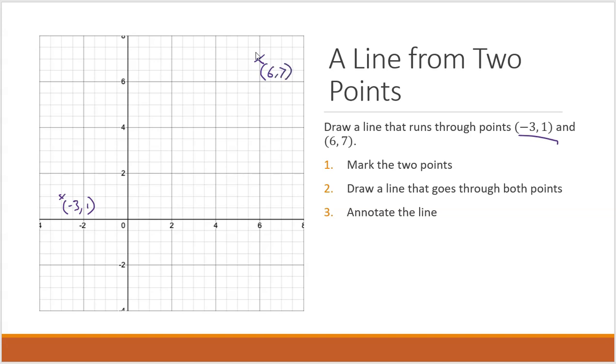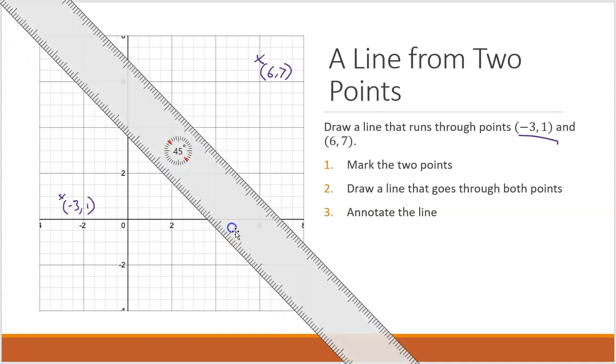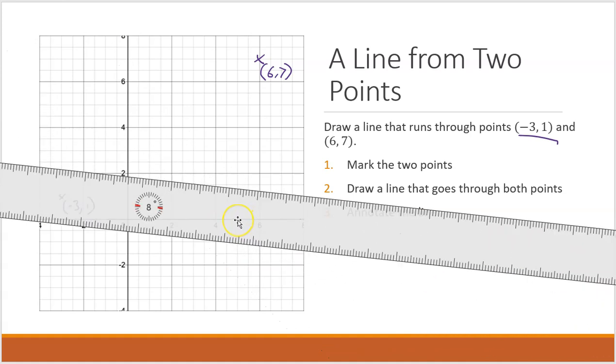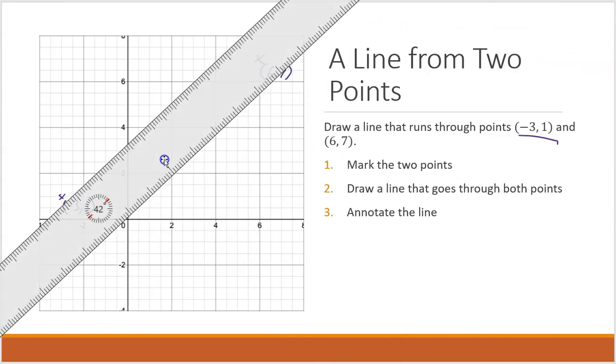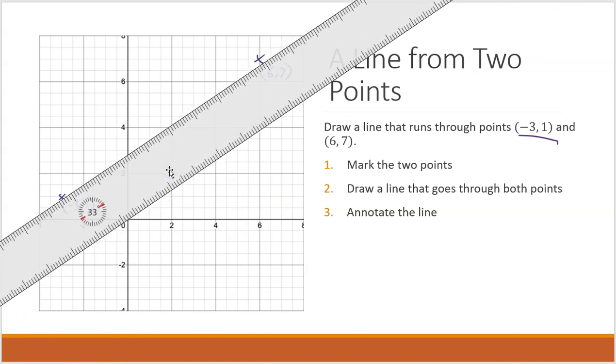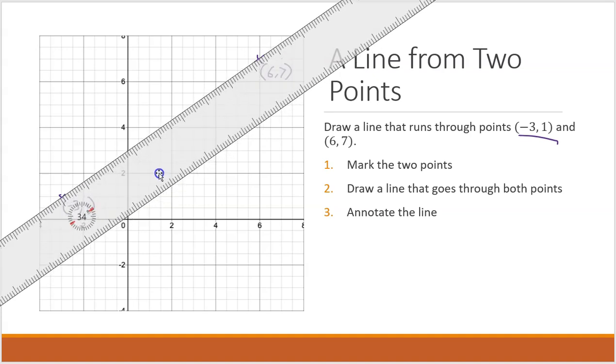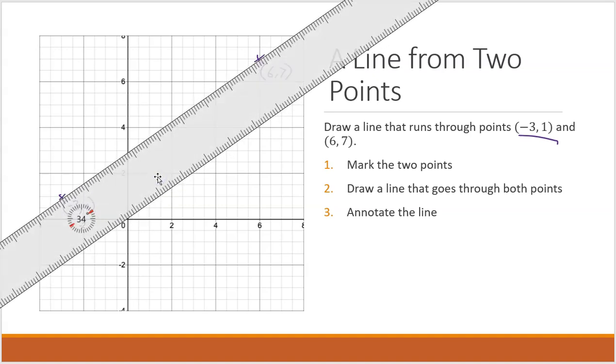Excellent. Now the next step is we have to draw a line that goes through both points. So to do that, I'll get my ruler out. I have to use my ruler, otherwise I'm going to draw a really messy graph. So there we go, it seems to be going through both points there. And now I'm going to draw a line going through both of those points. So I'll get a nice thick pen so it's easily visible.